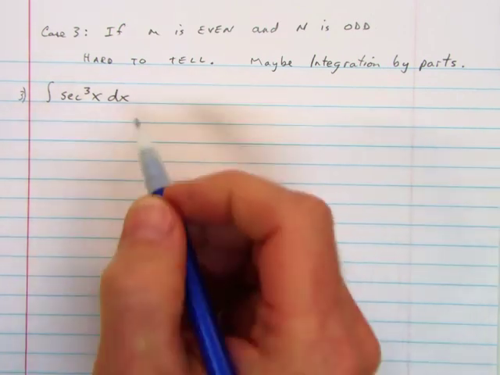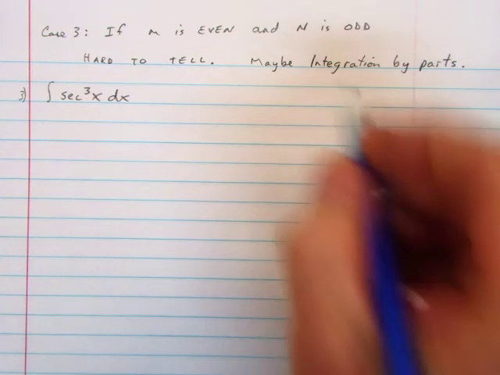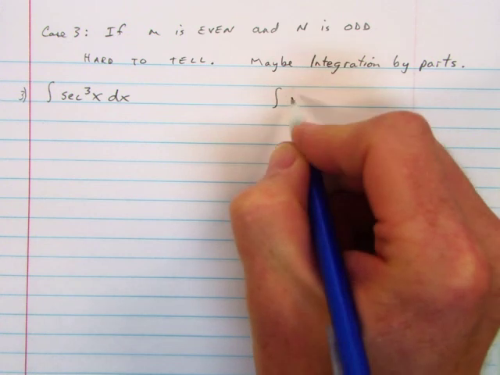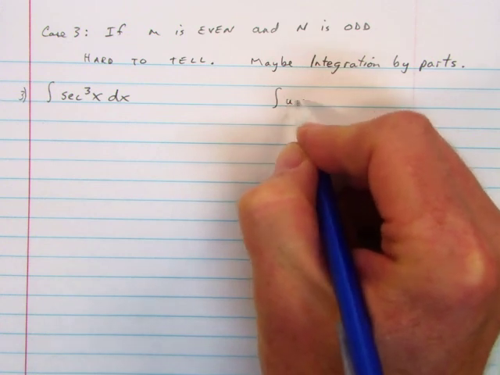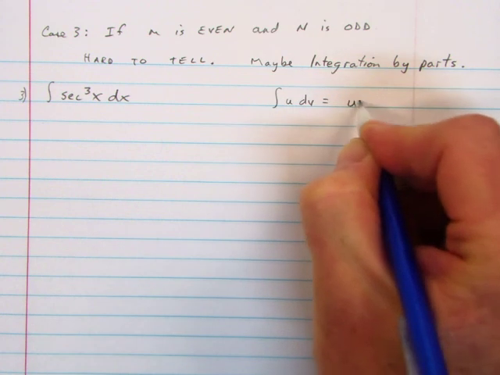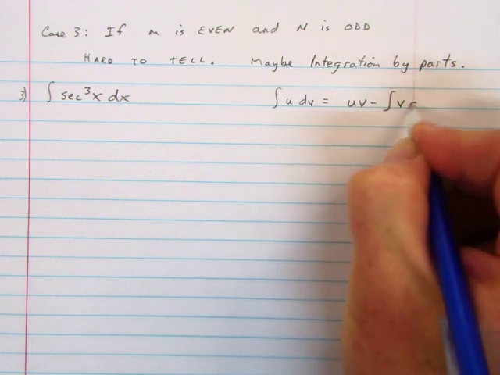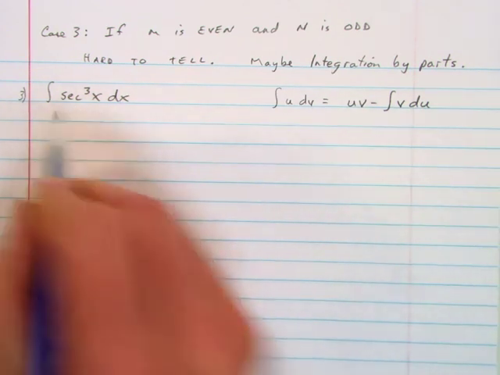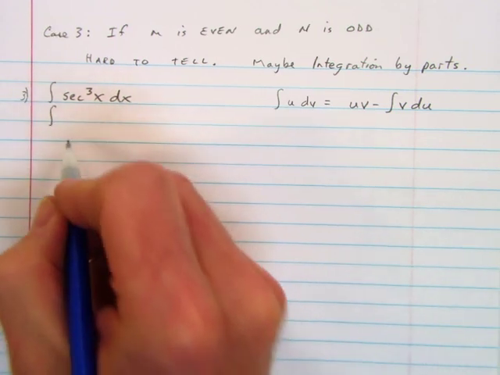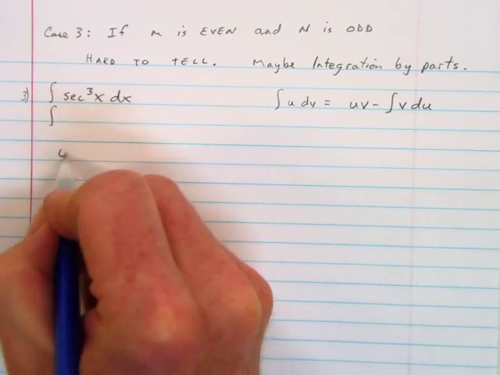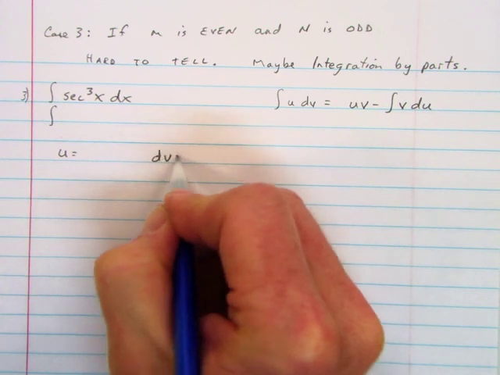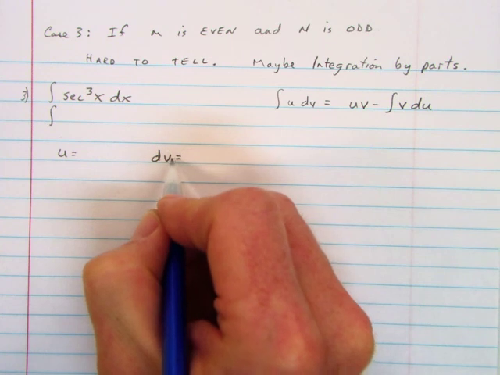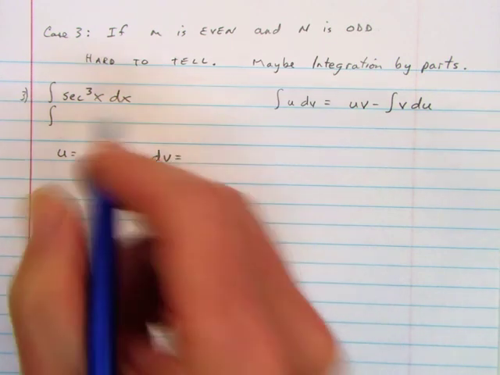So what would we do here? Let's take a brief moment to review integration by parts. The integral of u dv equals uv minus the integral of v du. So we're going to have to break this up into two parts, and one of those is going to be u and the other will be dv. Now we can always find our derivative, but we want to break it up into something where we can find an antiderivative.